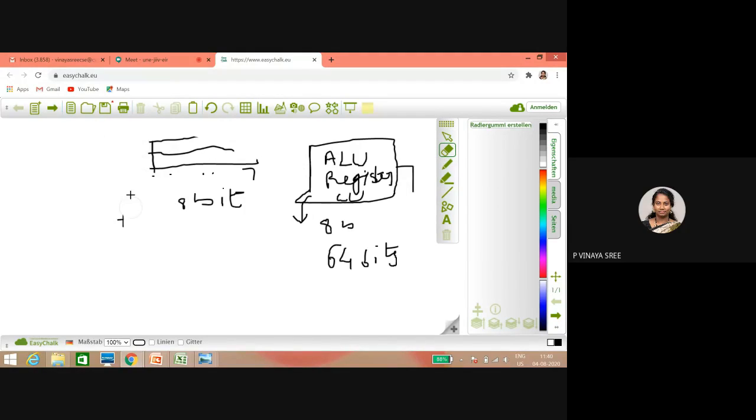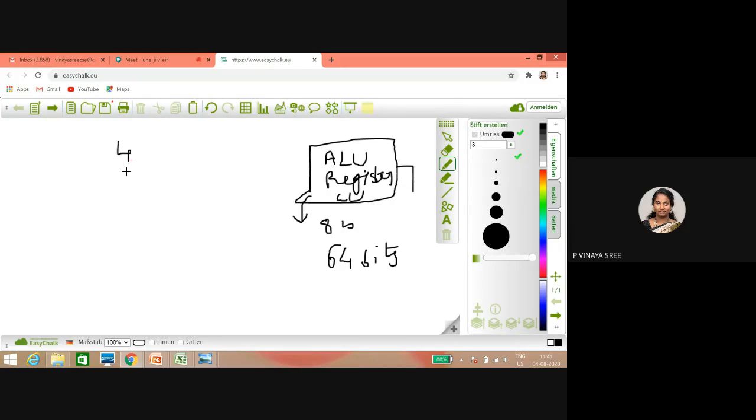The size of the register I'm using is very low, 4 bit, which means a nibble size. I'm going for a nibble size, so I'm going for 4 bit. In this 4 bit I want to represent minus 3. So if I want to represent minus 3, you have the register size as 4 bits, from 0 to 3.